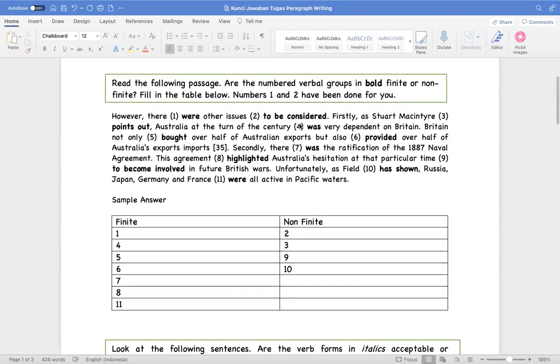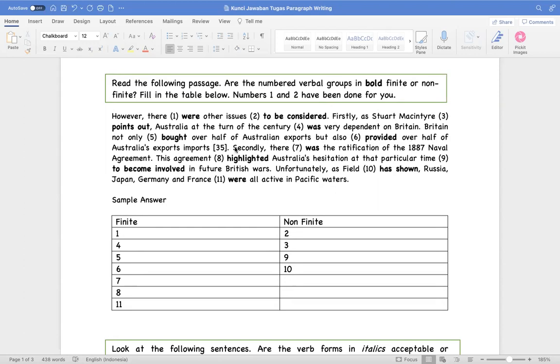The next sentence here: Britain not only bought over half of Australian exports, but also provided over half of Australia's imports. So the subject is Britain. Then you have bought and provided. Both of them are attached to the subject, which is Britain. So who bought over half of Australian exports? It's Britain. Who provided over half of Australian imports? It's Britain. So bought and provided, 5 and 6, belong to finite verbs.